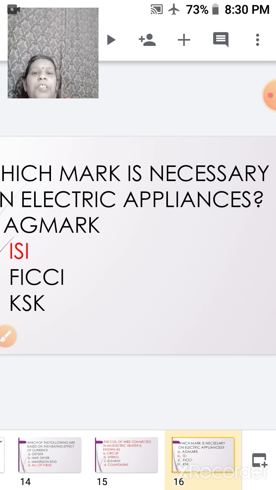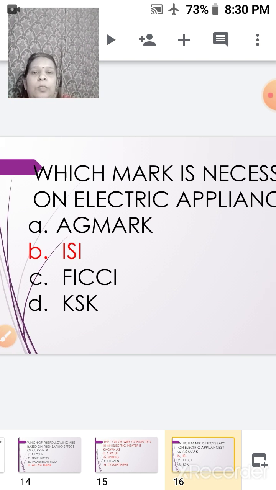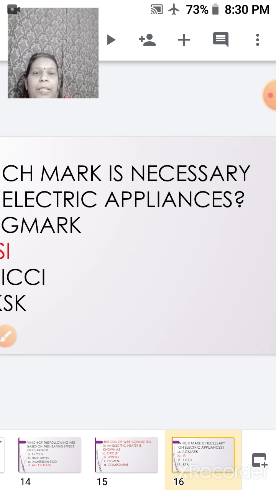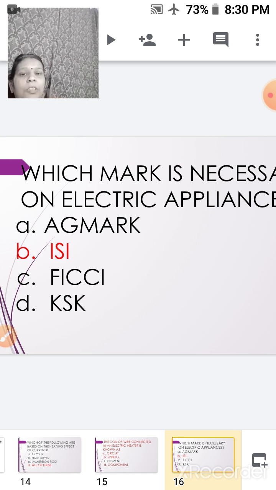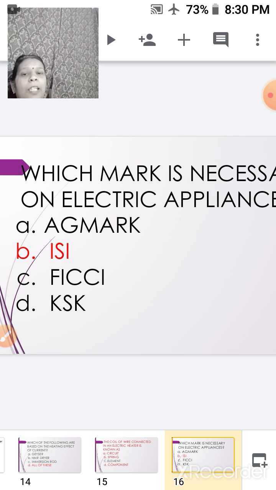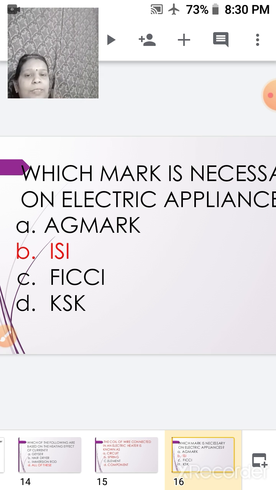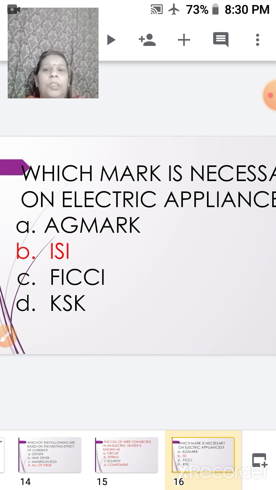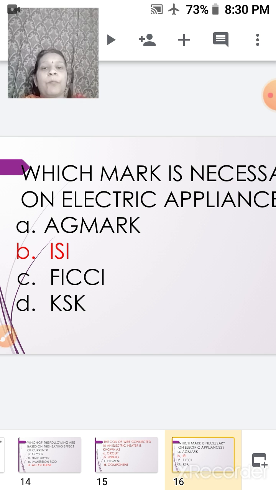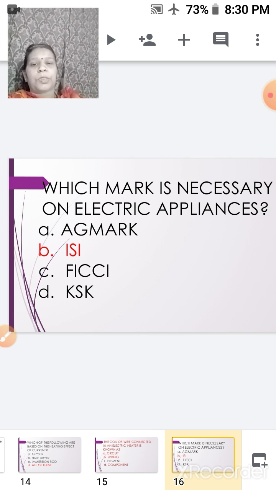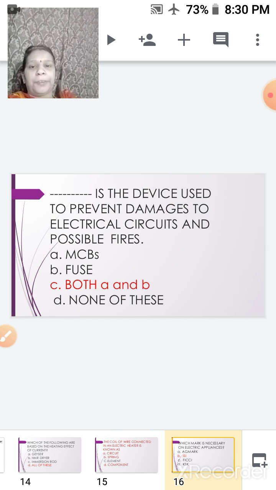Now, which mark is necessary on the electrical appliances? There are so many marks. You have the AG mark, ISI mark, FICC mark, and KSK. When we talk of all the electrical appliances, they have the ISI mark if you just go for a good brand.